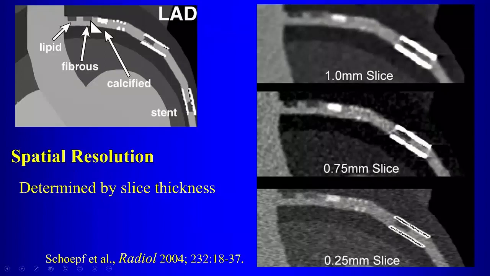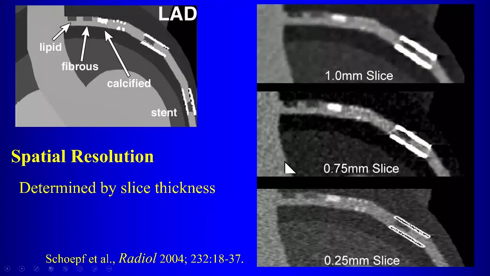So here's a model of a coronary artery with various types of plaques: lipid, fibrous, calcified. Here, tiny calcifications. Here's a stent with simulated atherosclerotic disease within the stent. So you can see what the resolution looks like on a 1 millimeter slice, and then here's a 0.75 millimeter slice, and here's a 0.25 millimeter slice. So it's at the very extremely thin slices where you can actually start to resolve the obstruction, or how bad the obstruction is inside of the stent.